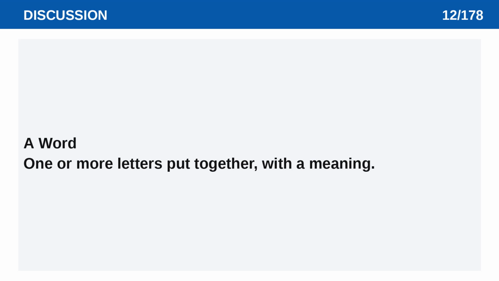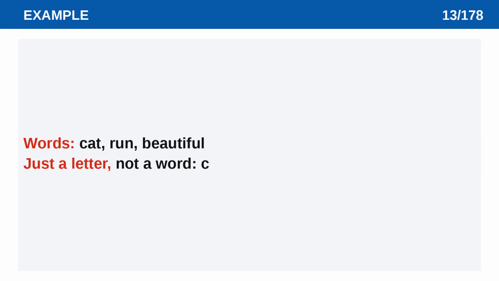Now, what is a word? A word is one or more letters put together that has a meaning. Cat is a word. Run is a word. Beautiful is a word. Cat, run, and beautiful are all words. C, alone, is just a letter, not a word.